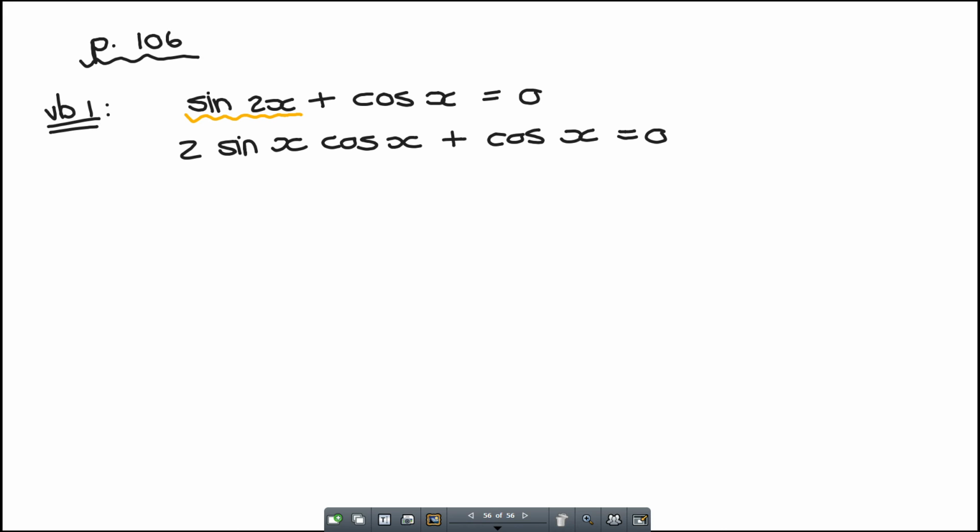Hier maak hulle 'n foutjie. Julle kyk gou-gou sê die Engelse handboek dieselfde. They suddenly skip to 2 sin x cos x and then plus sin x, where we actually have plus cos x. Sien julle dit?